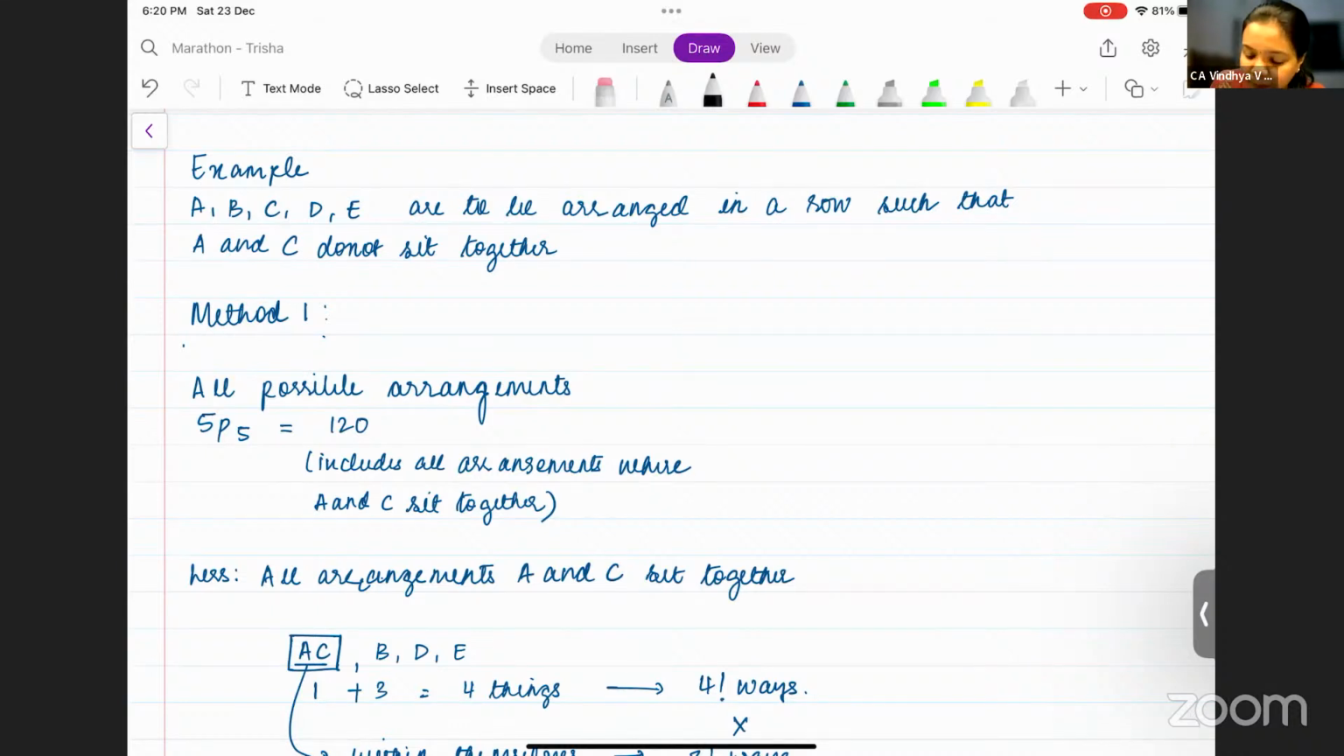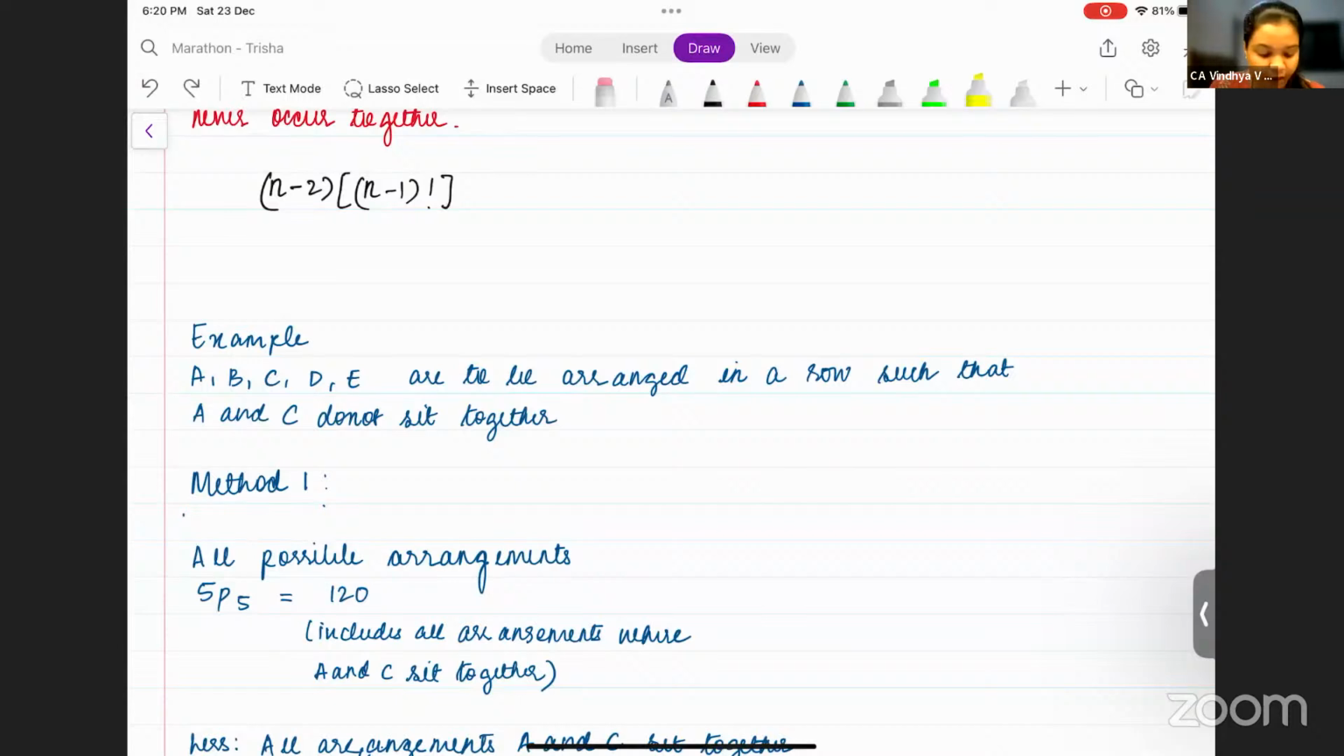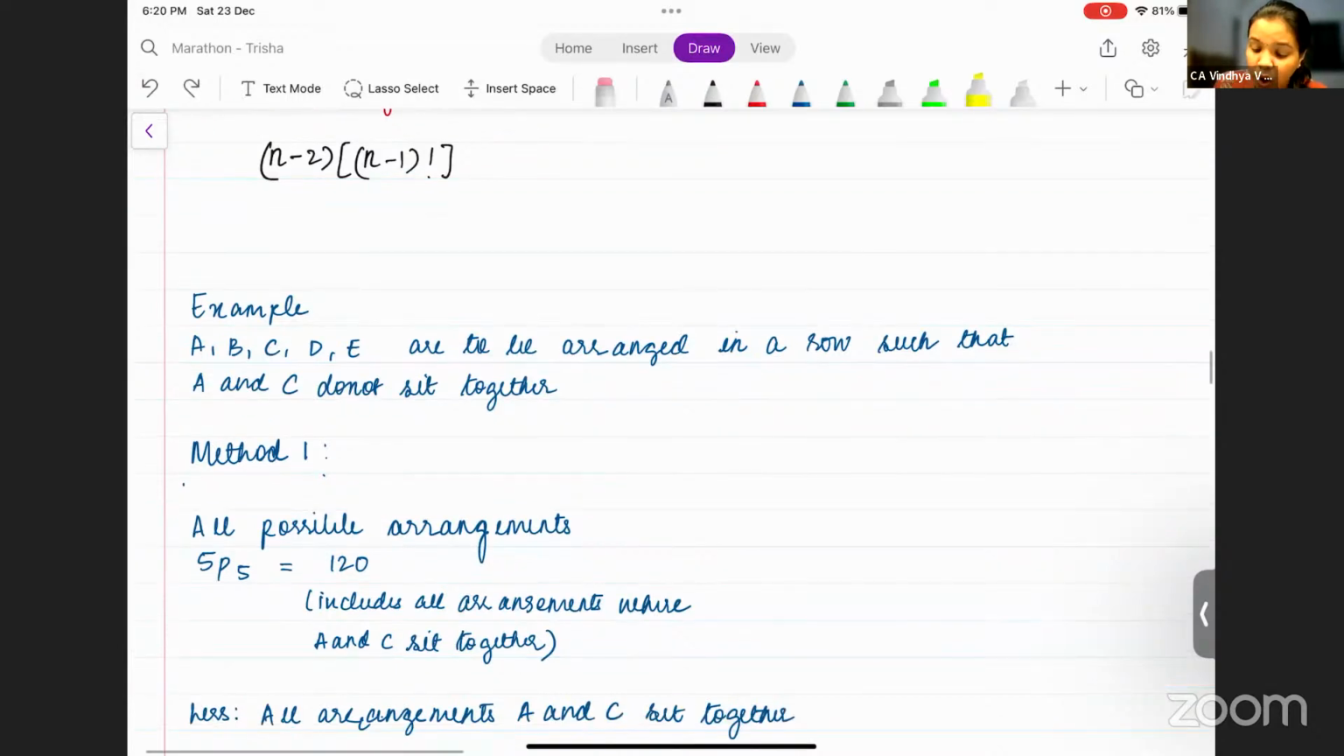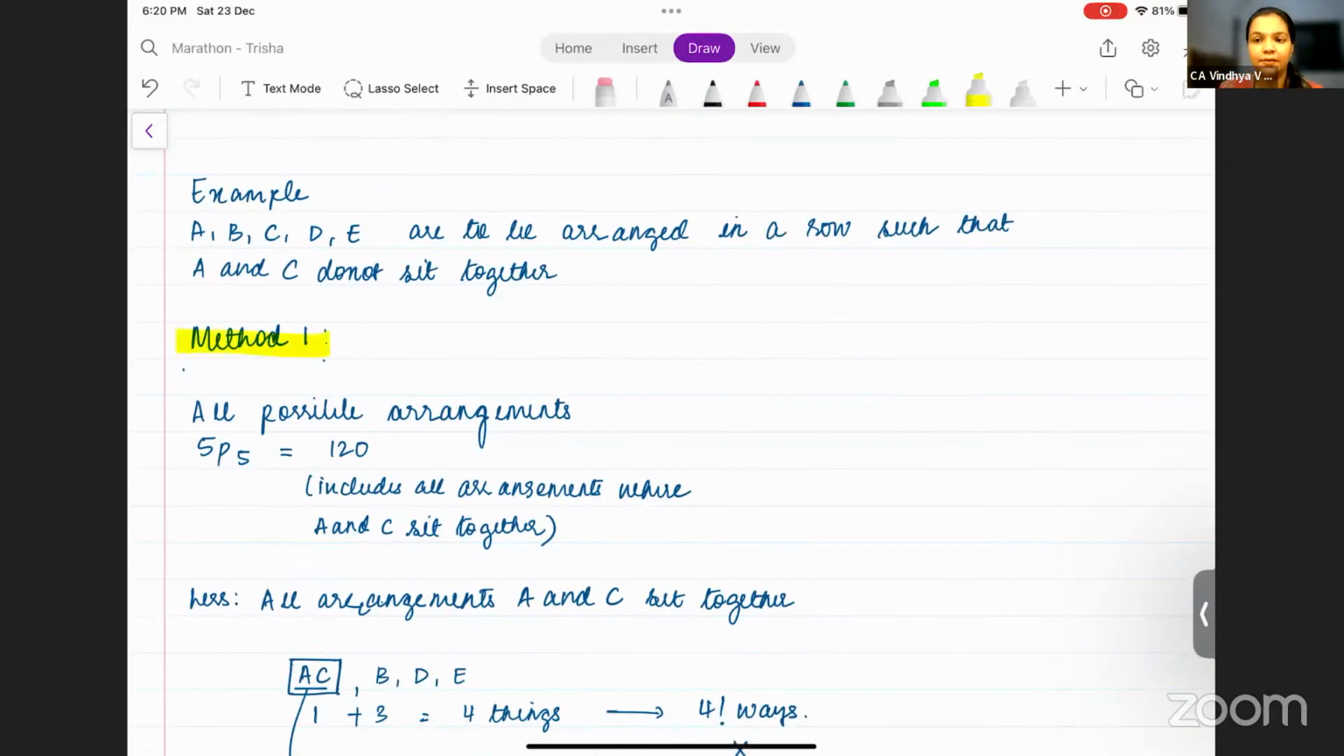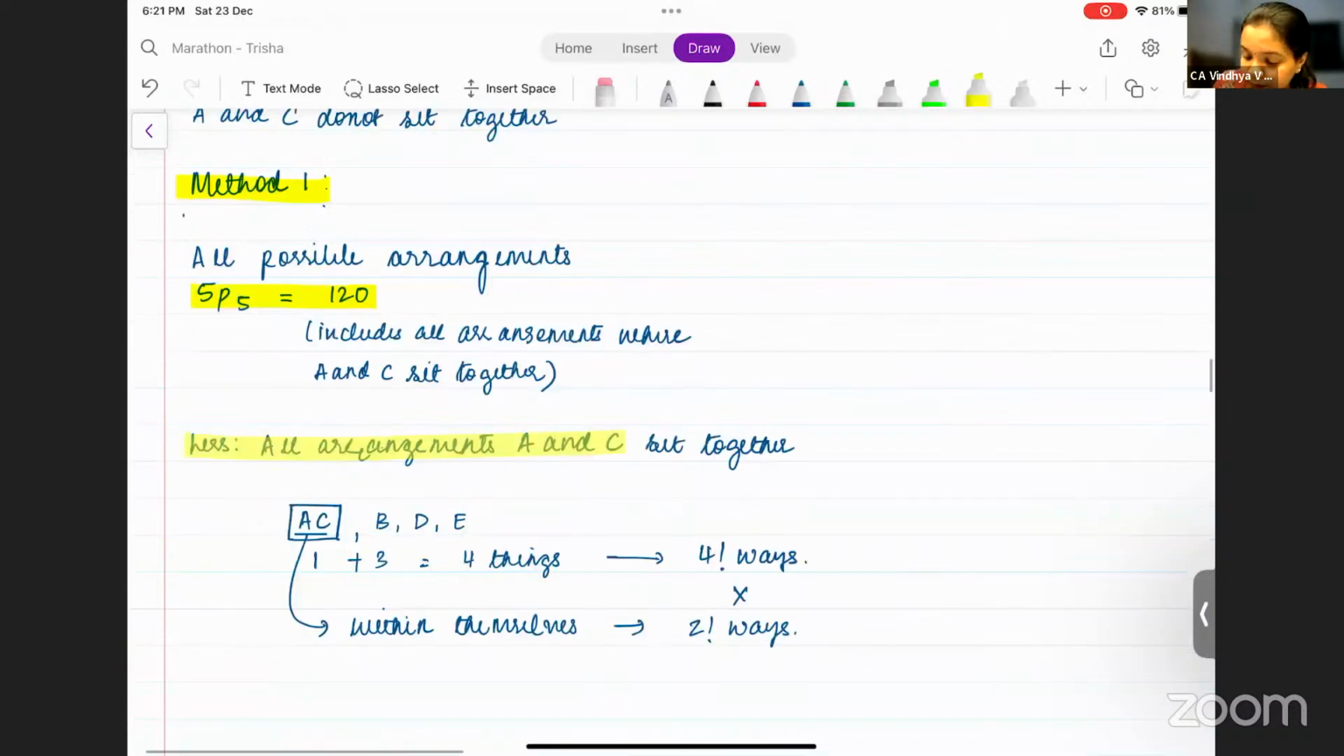Okay, the method one, which is finding out all the possible arrangements. What are all possible arrangements? 5 factorial, correct? But can I say in this 120, A and C being together is also included? In this 120, A and C being together is also included, which means you have to minus.